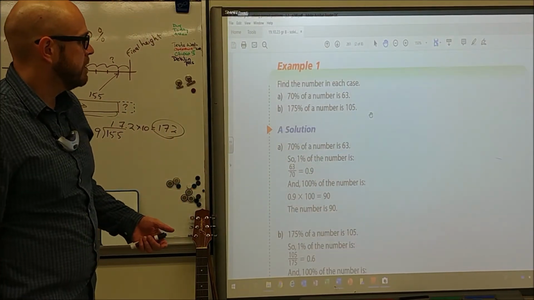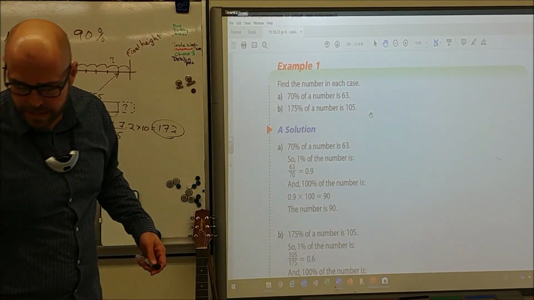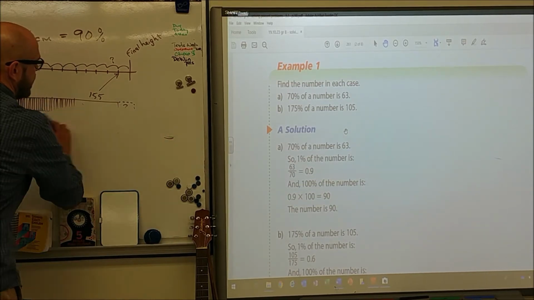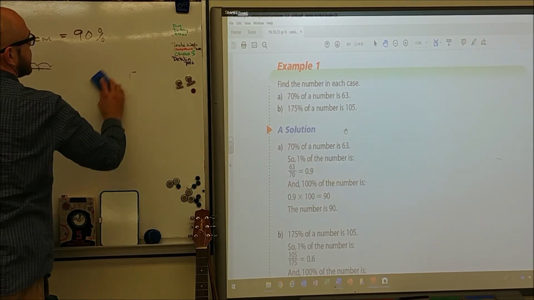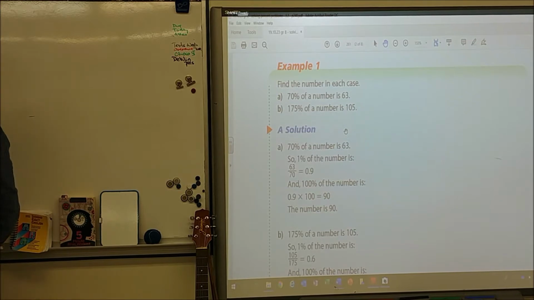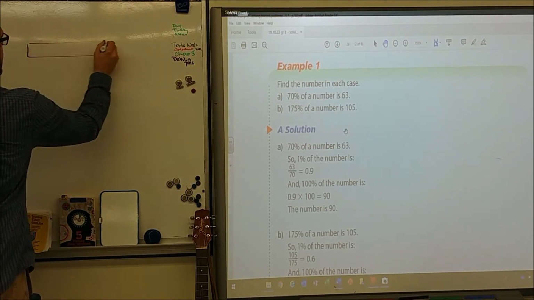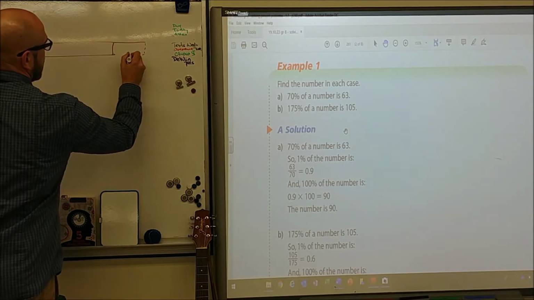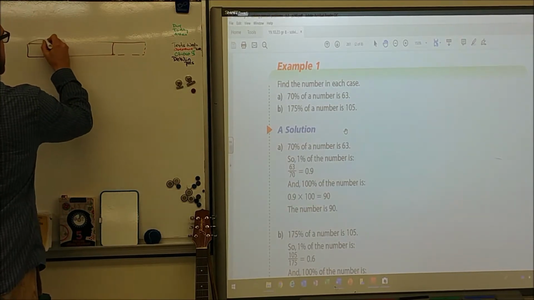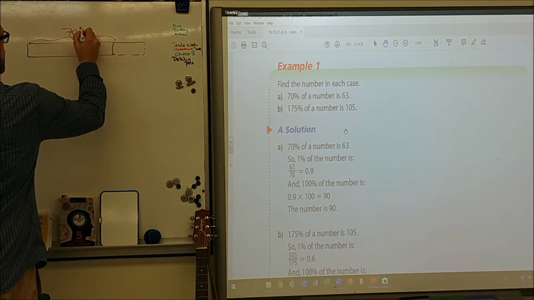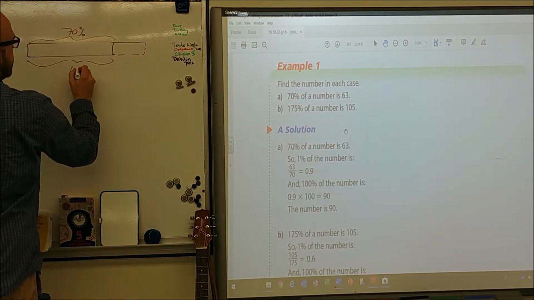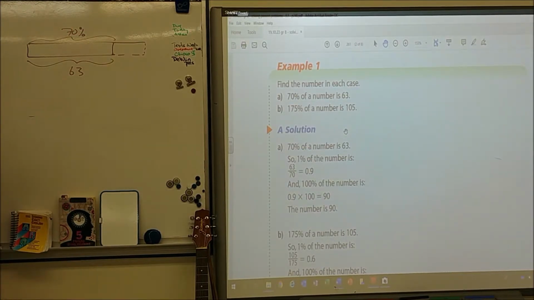So let's see, 70% of a number is 63. I'm going to run this really quick so we can get into our 15 minutes, because no lesson should be longer than 50 minutes. So 70% of a number is 63. Can someone have a calculator ready for me?